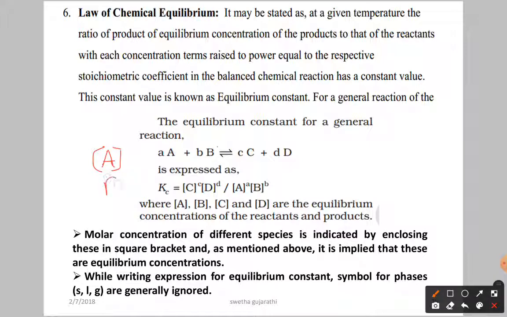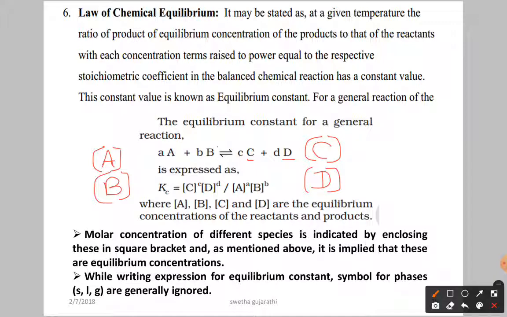For the next reactant B, the molar concentration of B is written in square brackets. The products are C and D. The molar concentration of C must be enclosed in square brackets, and the molar concentration of D must also be enclosed in square brackets.